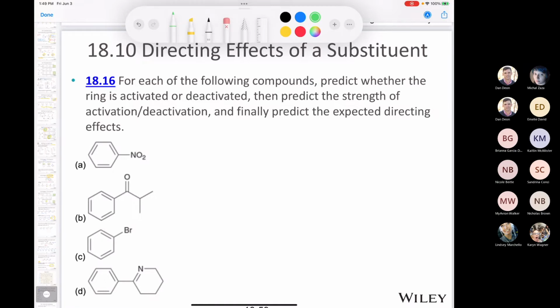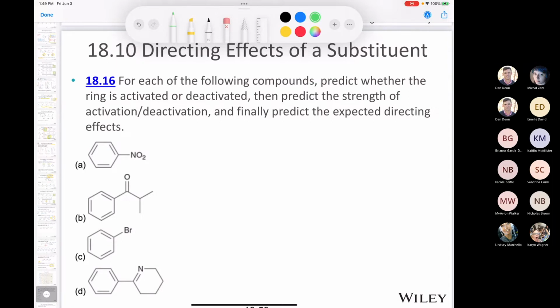Question 18.16, for each of the following compounds, predict whether the ring is activated or deactivated. Then predict the strength of activation or deactivation. And finally, predict where electrophilic aromatic substitution is going to occur. All right, so let's start out. We've got a nitro group. Well, we know that nitro groups are deactivators.